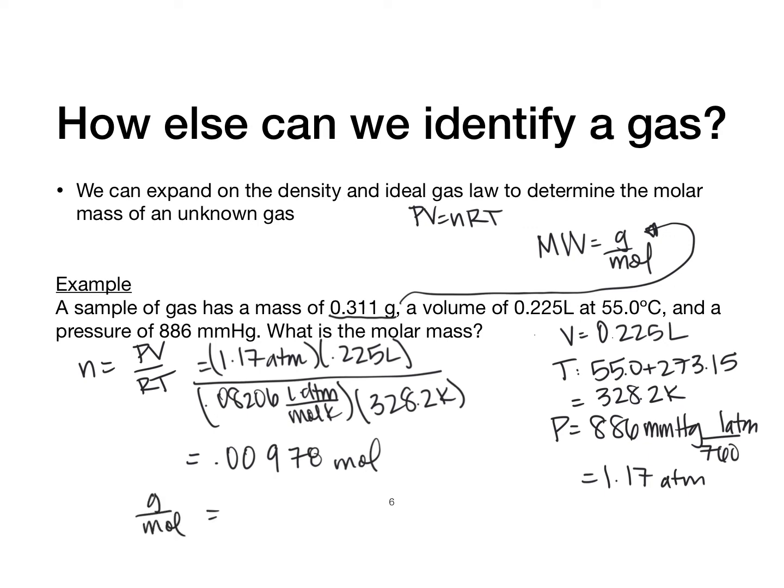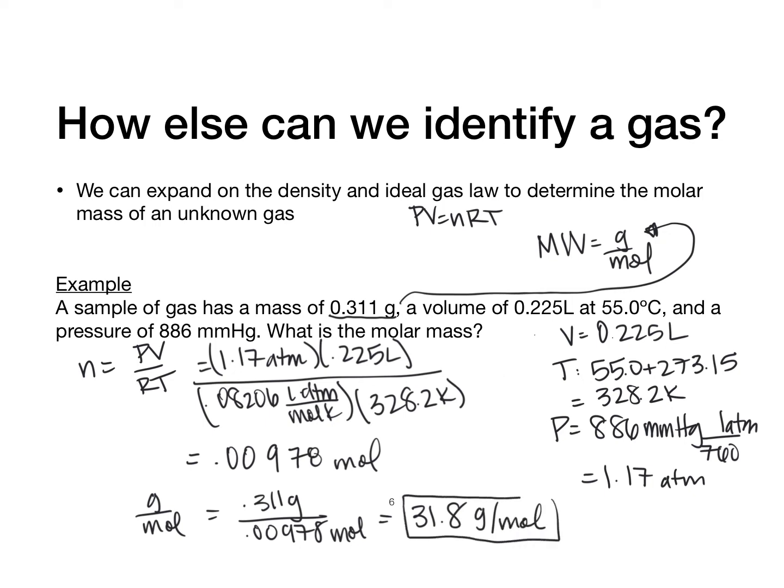So the molecular weight is going to be grams per mole. So we're going to take our 0.311 grams, divide that by 0.00978 moles, and this gives us 31.8 grams per mole. So now we can combine both the density or other information in order to determine and identify the gas in our component.